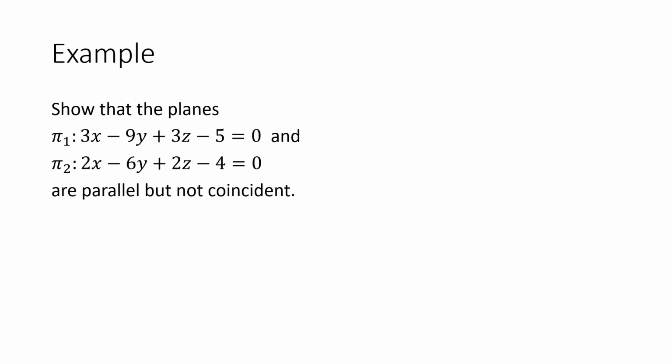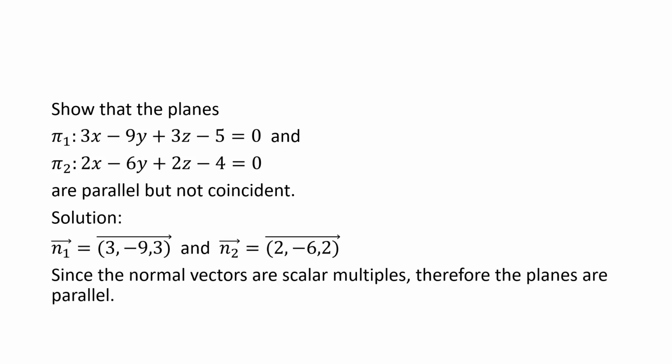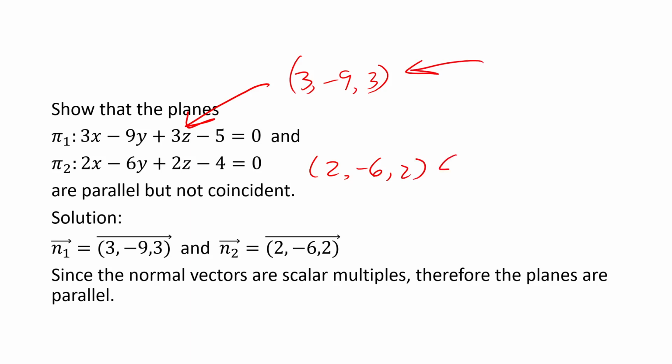Now we want to show here that the planes given are parallel but not coincident. So the normal of the first plane is (3, -9, 3). The normal of the second plane is (2, -6, 2). These two vectors are collinear, okay, because one is a scalar multiple of the other. So since they're scalar multiples, the planes are parallel. But this question is asking us, don't just show that they're parallel, show that they're parallel and not coincident.